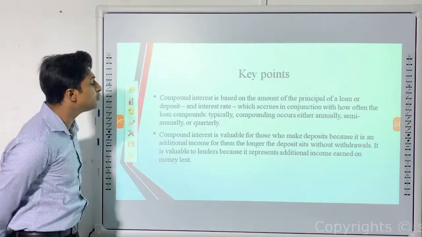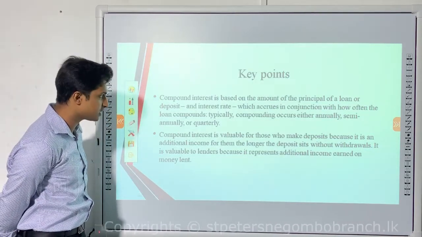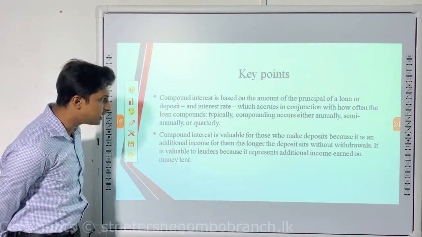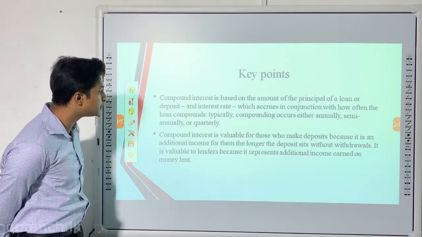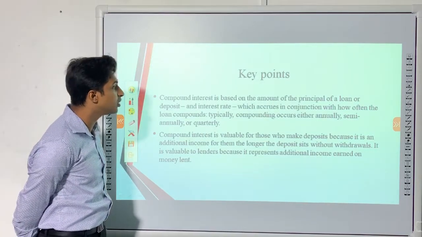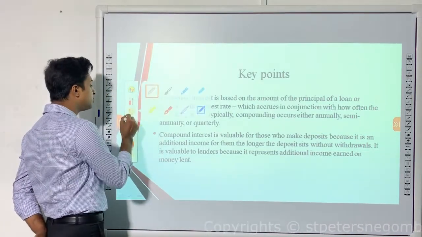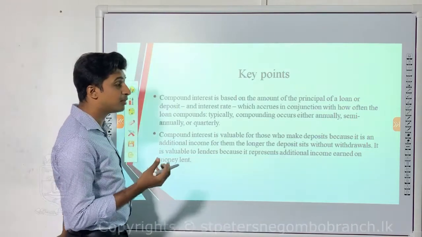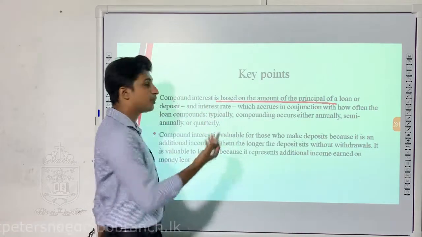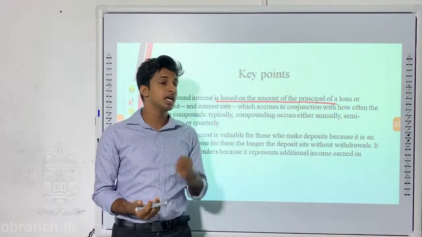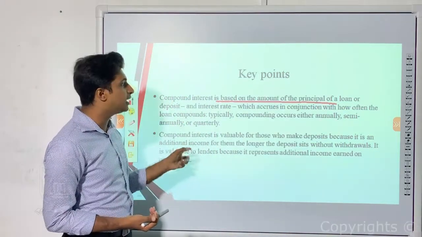Next, compound interest is based on the amount of the principal of a loan or deposit, and an interest rate which accrues in conjunction with how often the loan compounds. Typically, compounding occurs either annually, semi-annually or quarterly. Generally, compound interest is based on the principal amount. It can be a loan amount, a borrowed amount, or a deposited amount. It depends on that amount.